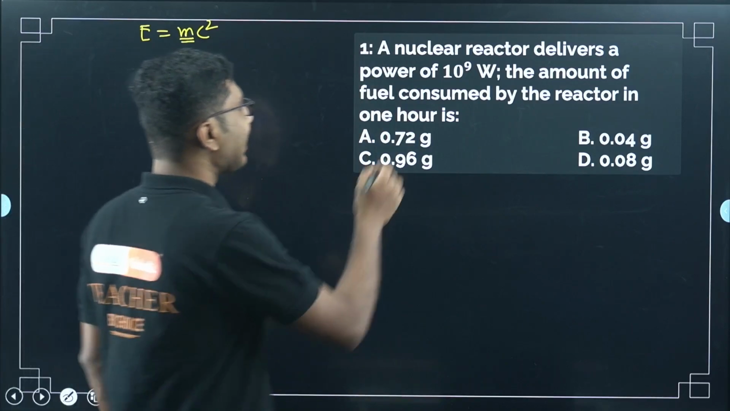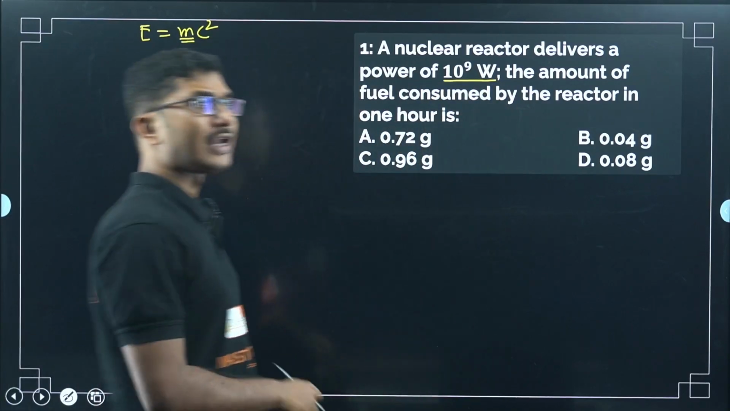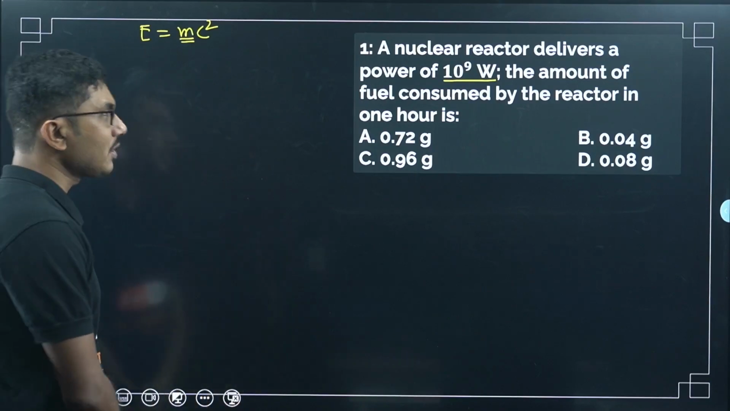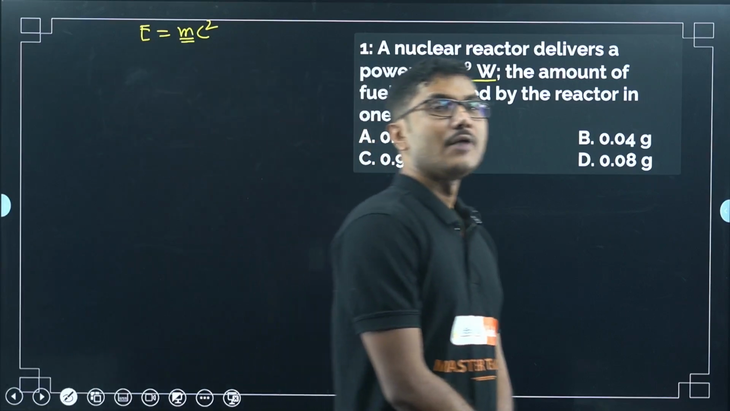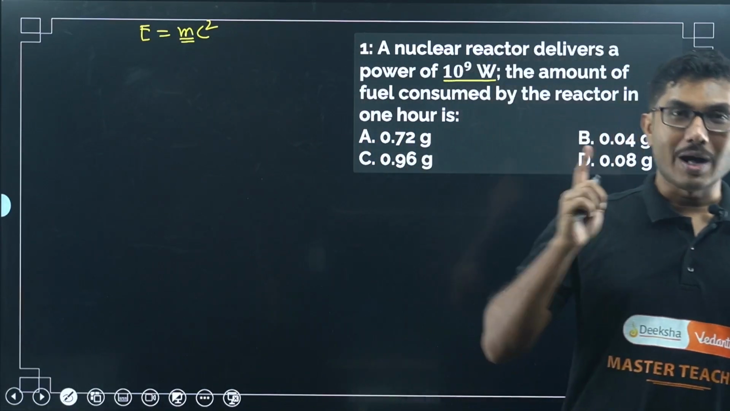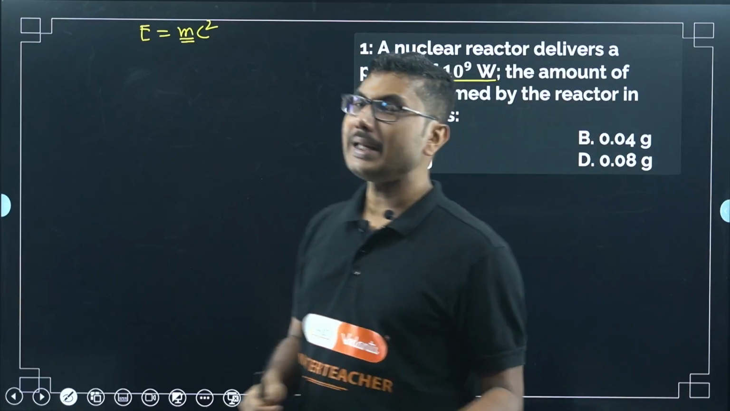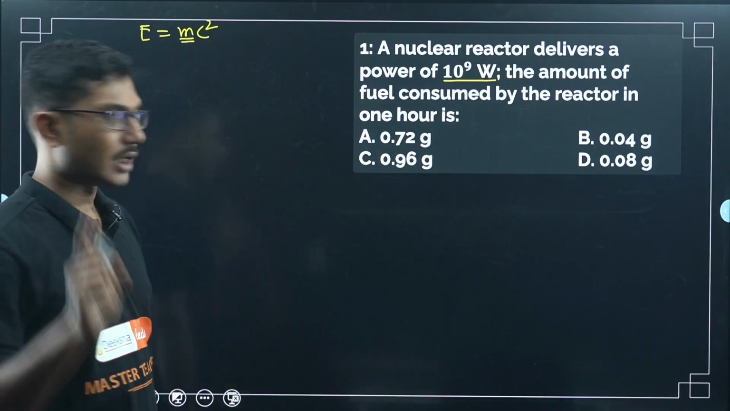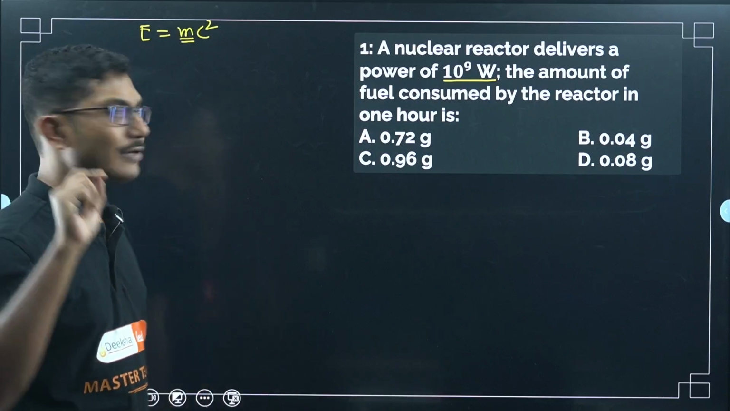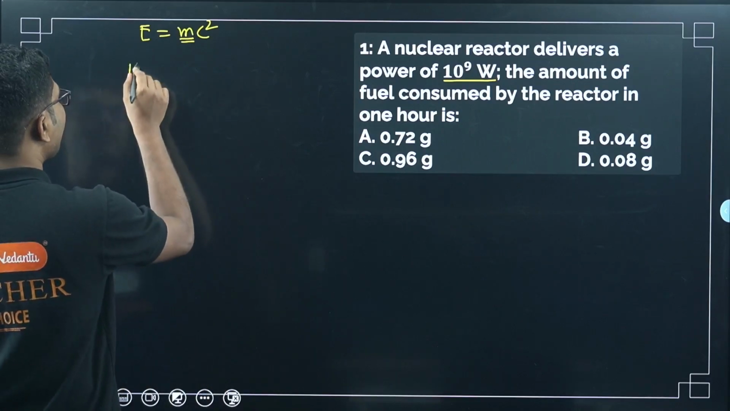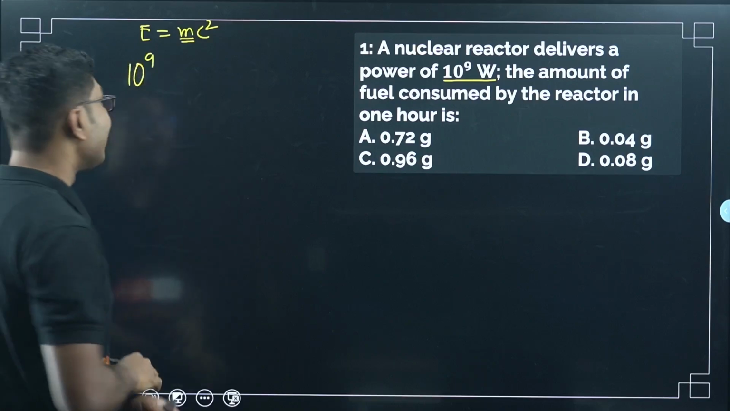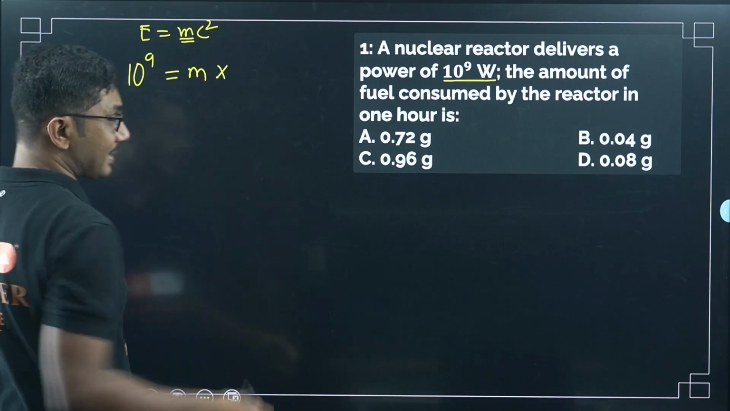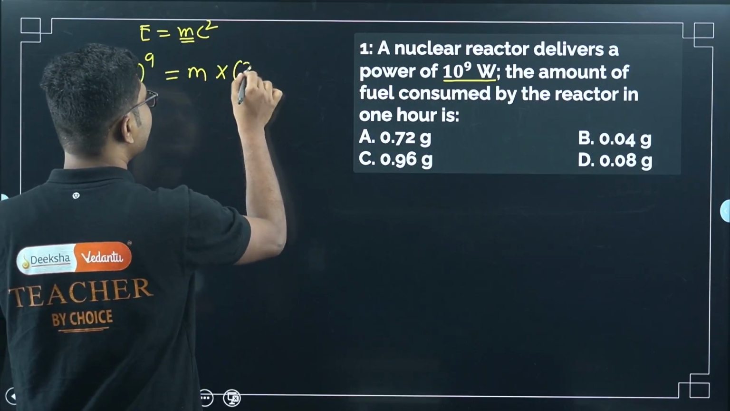In this case, they have given the power as 10 to the power of 9 watt, which is joules per second. So first of all we have to calculate how much fuel is required for 1 second, then multiply it by 60 seconds for 1 minute, and then another 60 minutes to find it for 1 hour. That is the conversion we have to do at last. But first, we know energy is given in watts, mass is m, and c is in meters per second, so everything is fine. We will just simply do it.